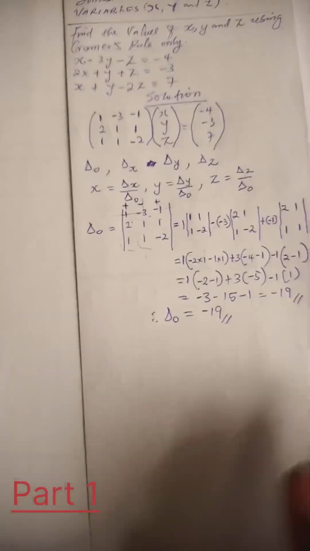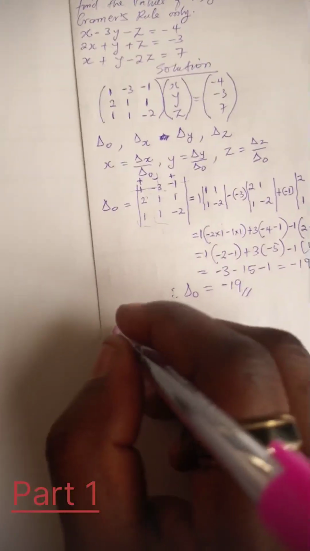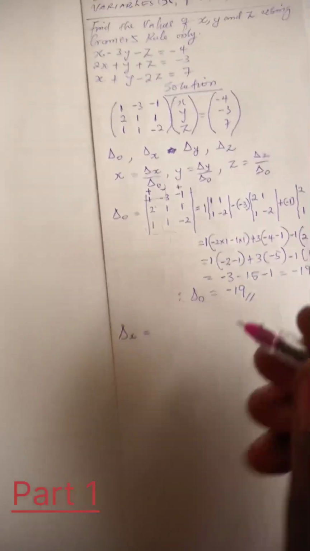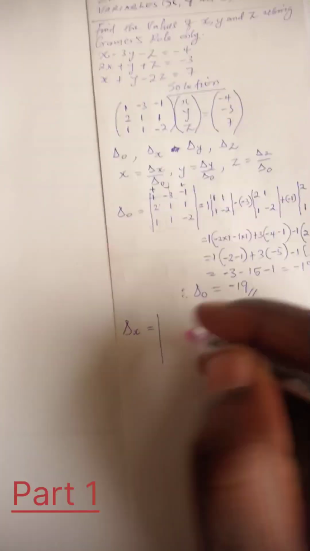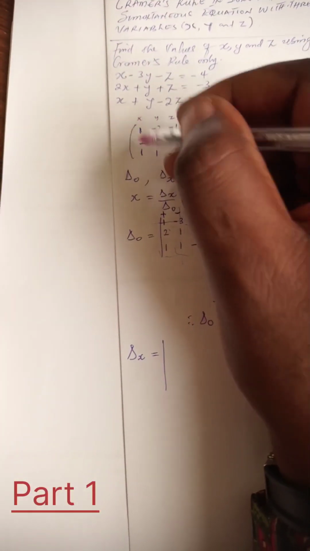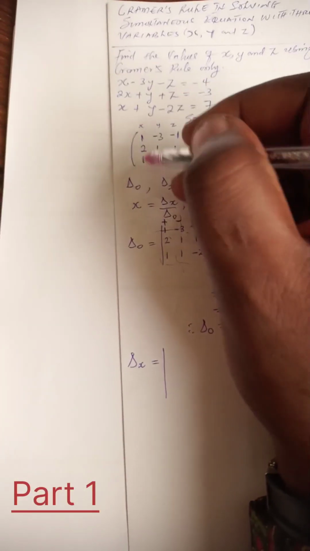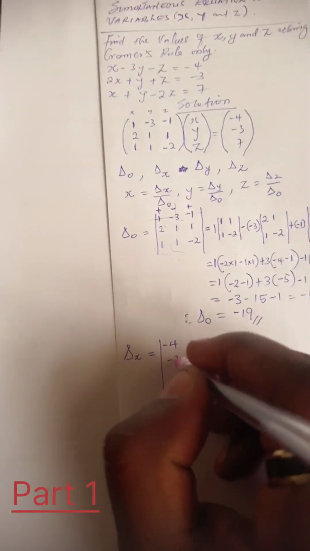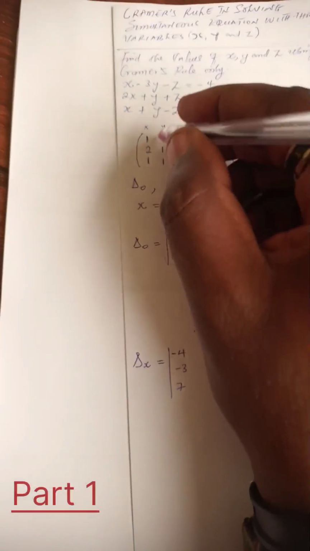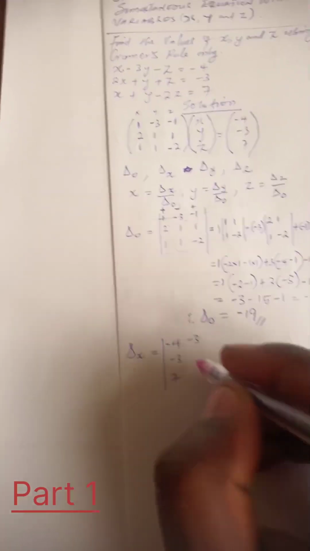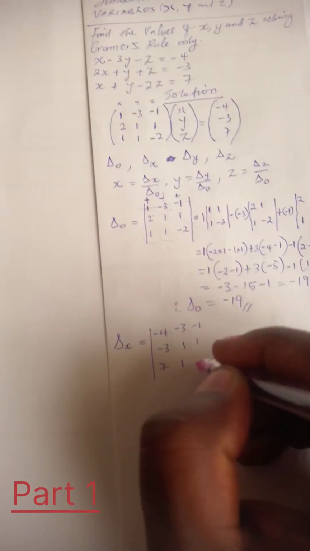Okay, let's find determinant x. Determinant x will then have this value. Since we are looking for x, and if I say x is represented here, y is here, and z here, I have to eliminate this value here. So eliminating this value, I have to replace it with this value. So I'll be having minus 4, minus 3, and 7. The rest of the values will come back: minus 3, 1, and 1. The next one will give you minus 1, 1, and minus 2.